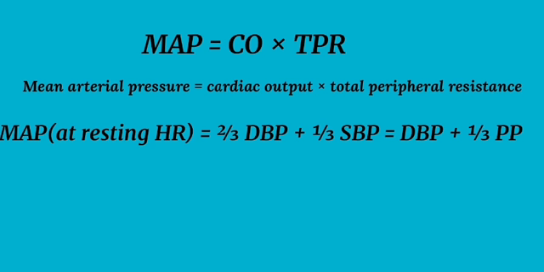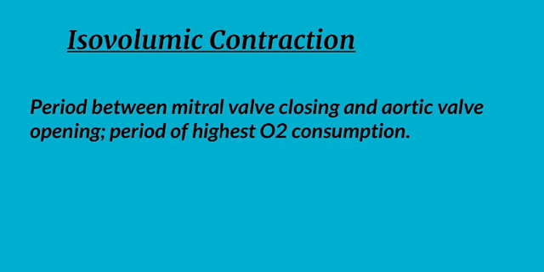Mean arterial pressure at resting heart rate equals 2/3 diastolic blood pressure plus 1/3 systolic blood pressure. In other words, diastolic blood pressure plus 1/3 pulse pressure. Isovolumic contraction, the period between mitral valve closing and aortic valve opening, is the period of highest O2 consumption by the heart.